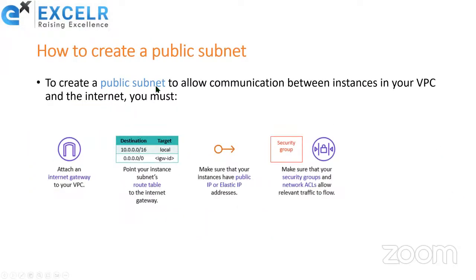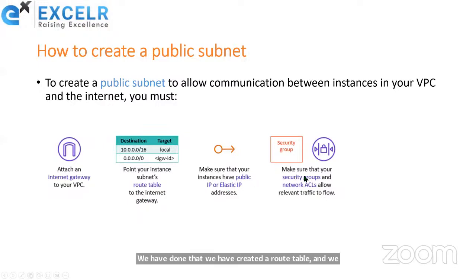And this is about the creation of a subnet. To create a public subnet to allow communication between instances in your VPC and the internet, you must attach an internet gateway. We have done that. We have created a route table, and we have made sure the public IP address is available. Make sure that security groups are also available. We have done all the steps just before. Okay.